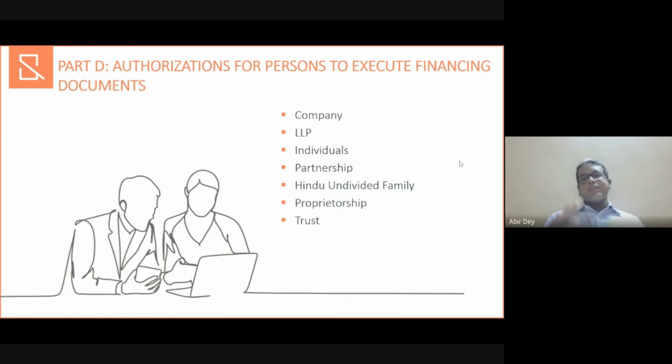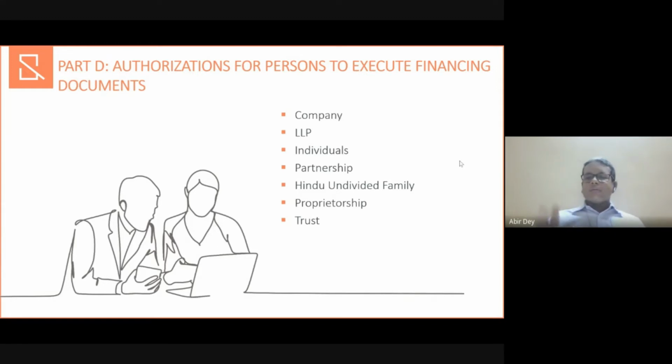For listed, unlisted, private, public companies, there are multiple things to be done under the Indian Companies Act, as well as in other statutes. So basically, we as lawyers always look at, from the lender's perspective, whether those authorizations are in place or not. If tomorrow those authorizations are not in place, then it's basically a problematic situation.